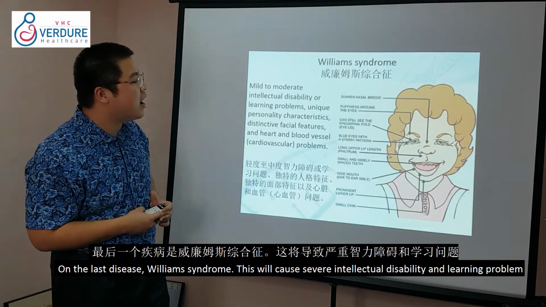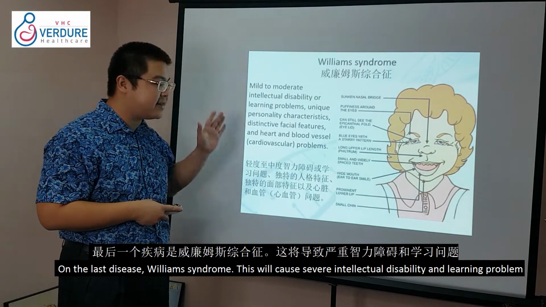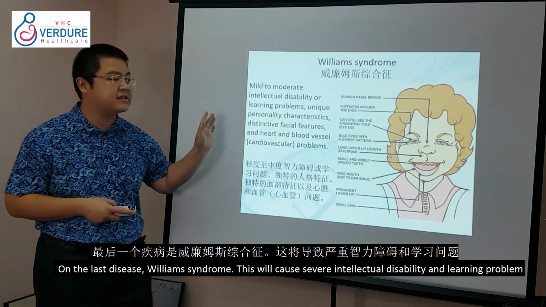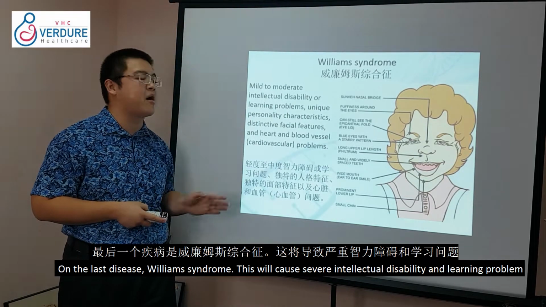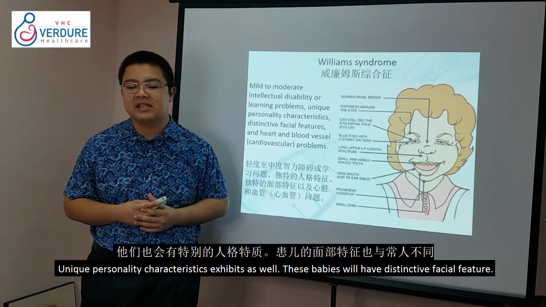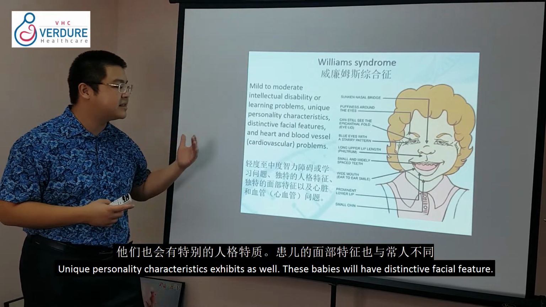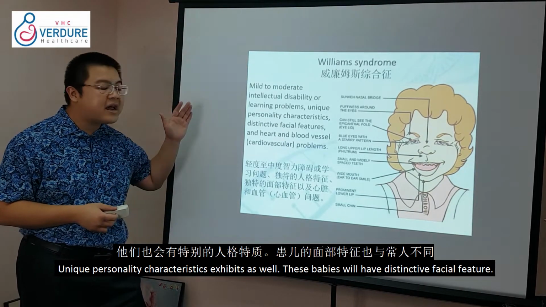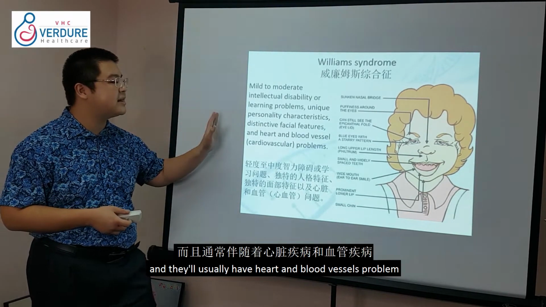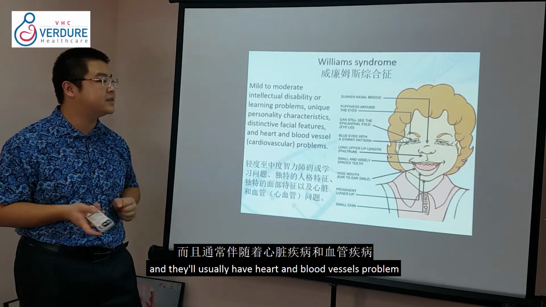Okay, so on the last disease, Williams syndrome, this will cause severe intellectual disability and learning problems as well. A unique personality and characteristics are exhibited by these babies, and also distinctive facial features. And one more problem is that they will usually have heart and blood vessel problems.